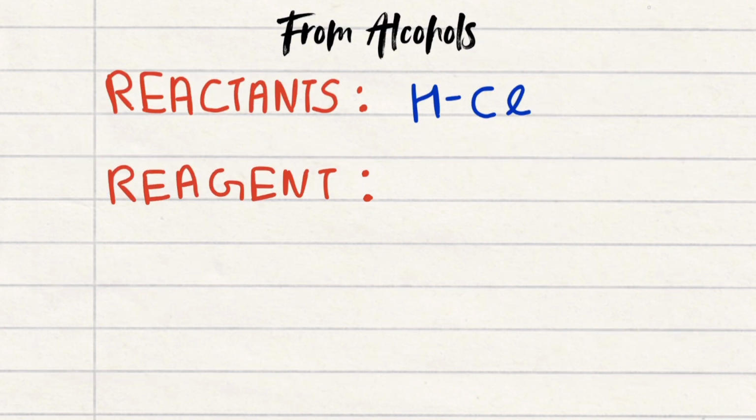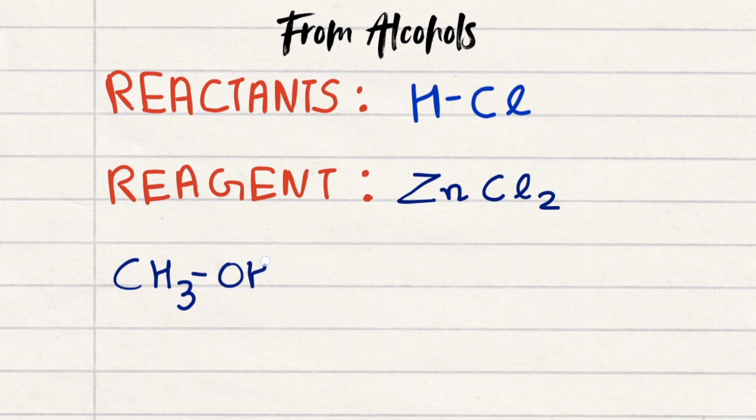Let's begin with the first method. We are using hydrogen chloride as the reactant, and the reagent for hydrogen chloride is zinc chloride, ZnCl2. Let's get an example. Let's take methanol. Methanol is written as CH3OH. Meth means one carbon. Methanol in the presence of zinc chloride and hydrogen chloride will give a haloalkane. Let's see which haloalkane that will be.